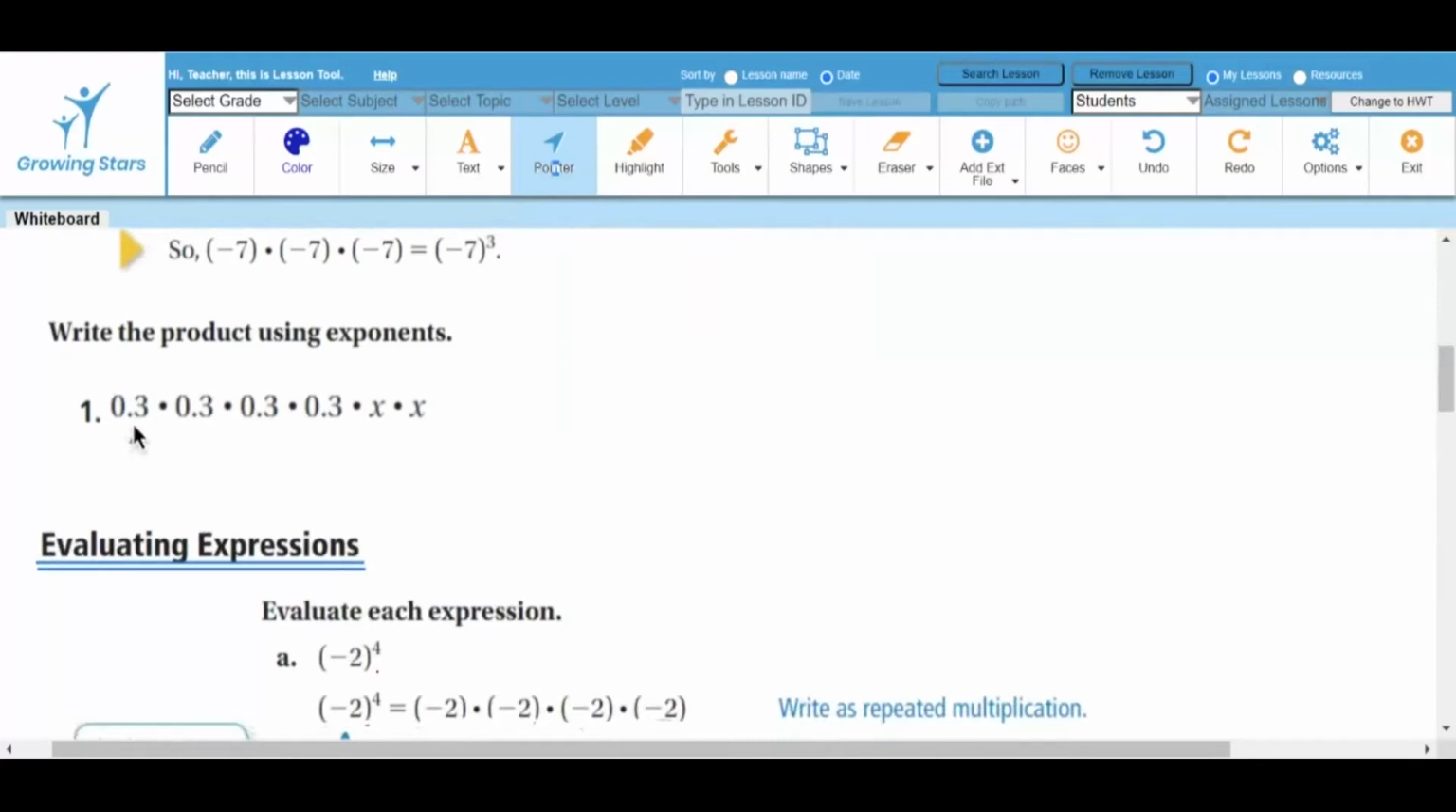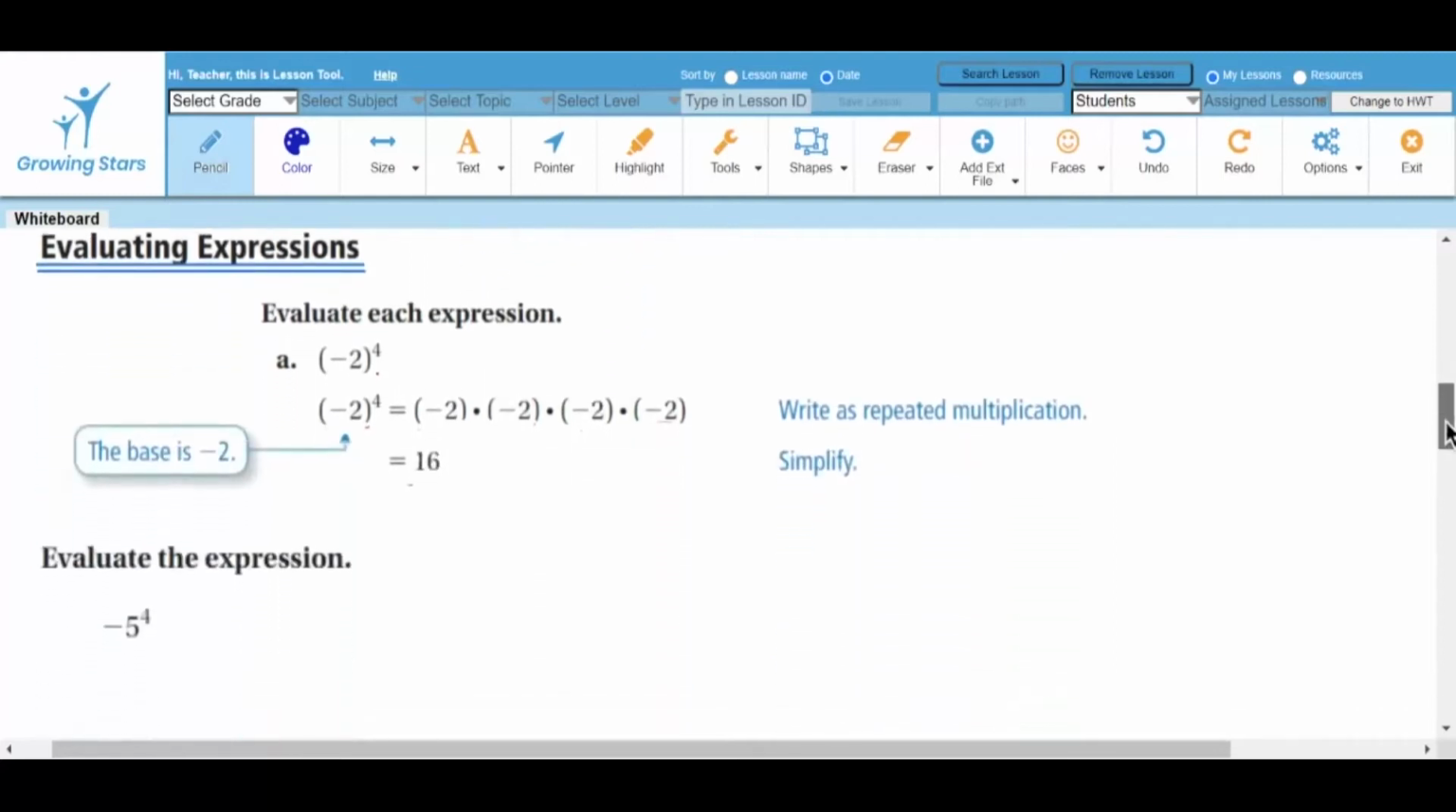Let us look at another example. Here you can see that 0.3 is being multiplied 4 times and there is another base x which is being multiplied 2 times. So you can write this as 0.3 raised to, since it is being multiplied 4 times, the power will be 4, and x is multiplied 2 times, so the exponent will be 2. So this will be the answer.